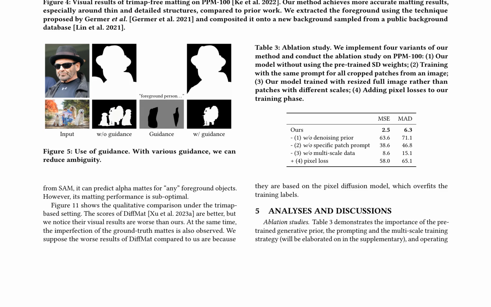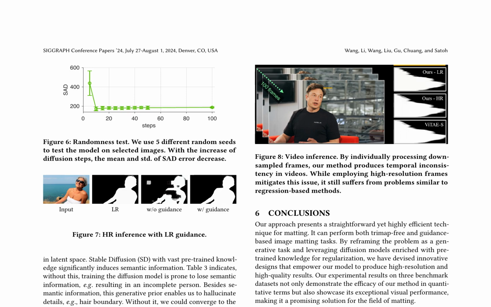Ablation studies, as shown in Table 3, demonstrate the importance of the pre-trained generative prior, prompting, and multi-scale training strategy. The results indicate that without these components, the model's performance is suboptimal. The use of guidance, as shown in Figure 5, reduces ambiguity and improves matting results. The method's effectiveness is further demonstrated by its ability to produce soft mats for out-of-focus blur, as shown in Figure 10, despite the training dataset not containing annotations for such blur.